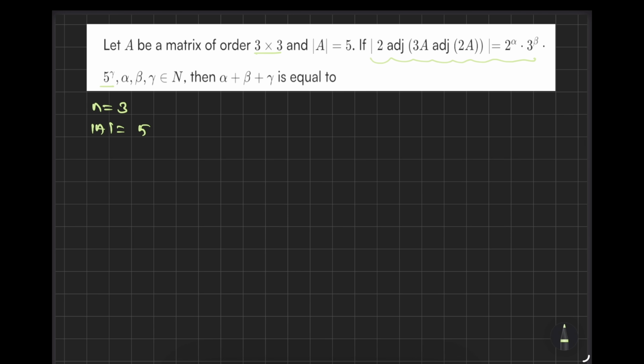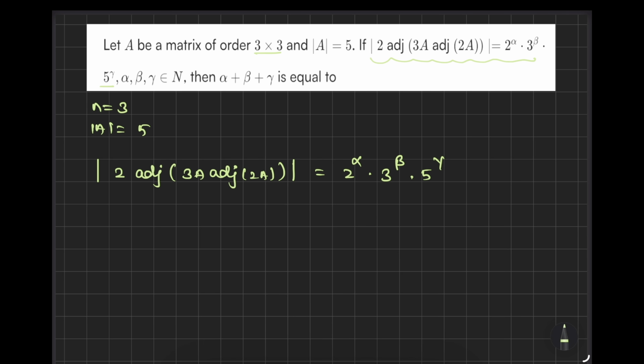Okay, great. So look at this, how we will solve this problem. So we have determinant 2 times adjoint of 3A adjoint 2A. This question is very unique. Wait, I'll tell you why. So it is alpha and then 3 times beta and then 5 times gamma.